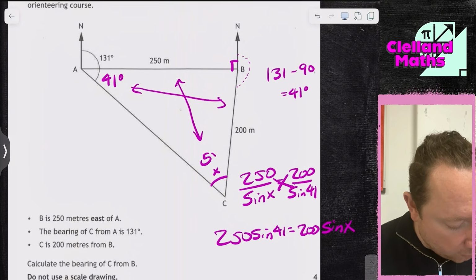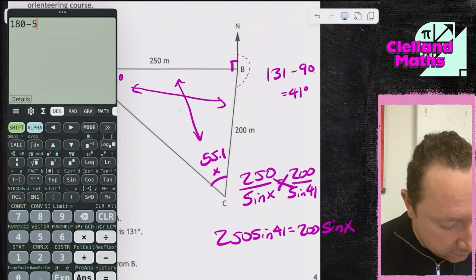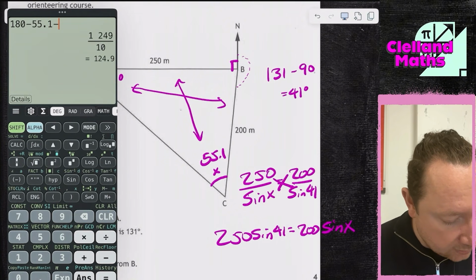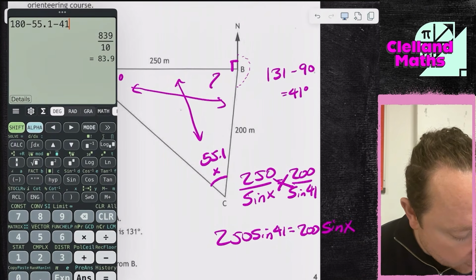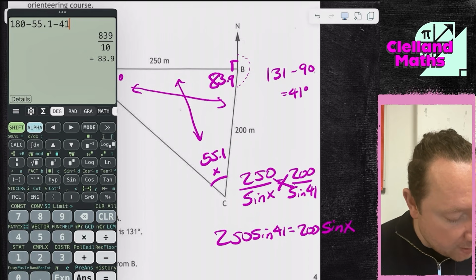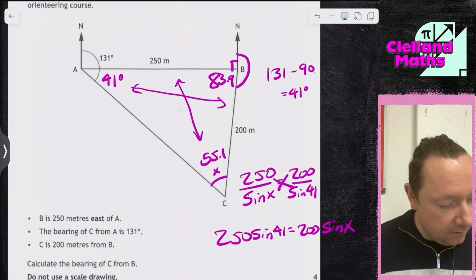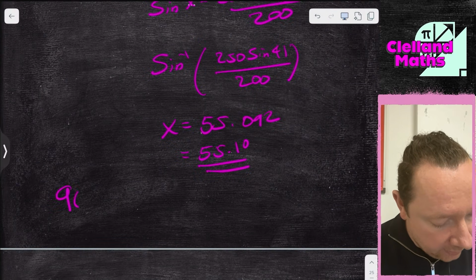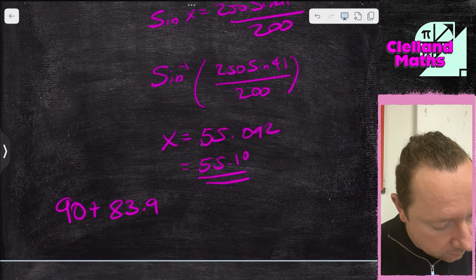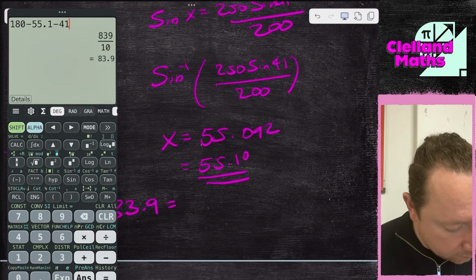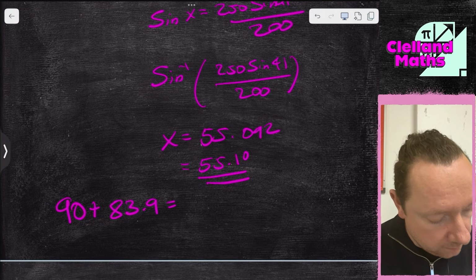So we know that's 55.1, so we can work out the other angle just by doing 180 minus 55.1 minus the 41 we already know, to get 83.9. So our bearing, remember, was going all the way around here. Well, we now know that on the left-hand side of that, we've got 90 plus 83.9, which is 173.9.